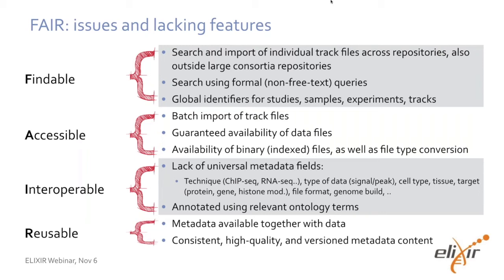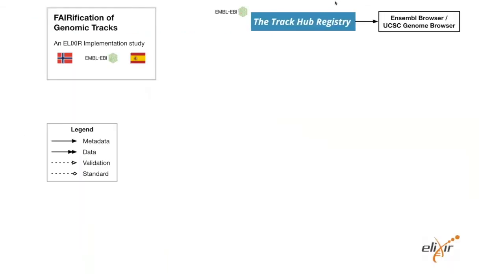As to reusable, one should have the metadata available together with the track data. And the metadata content should also be consistent, high quality, and versioned. Okay, so I will now go a bit through what we have done in this FAIRification of Genomic Tracks study. So this, as I said, is an ELIXIR implementation study with developers from Norway, from EMBL-EBI, and from Spain.